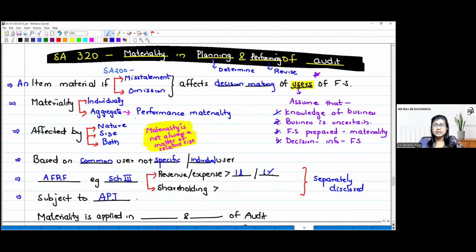Or there is a shareholder called Jobin. He is holding more than 5% of the total. Jobin is a shareholder holding more than 5%. He is a material shareholder. His details should be separately disclosed. Whenever numerics come, be careful. They can ask you mostly in MCQ.